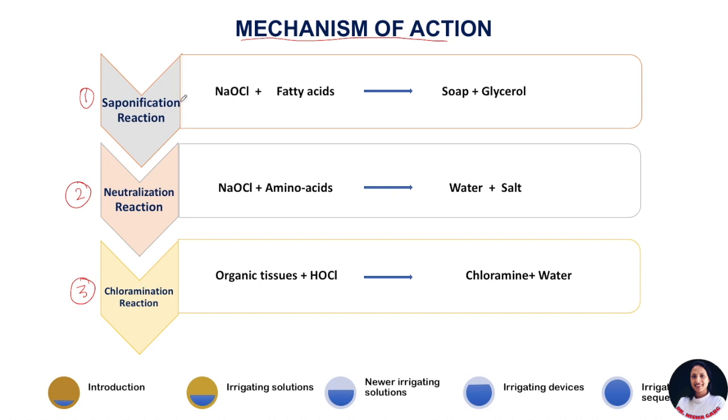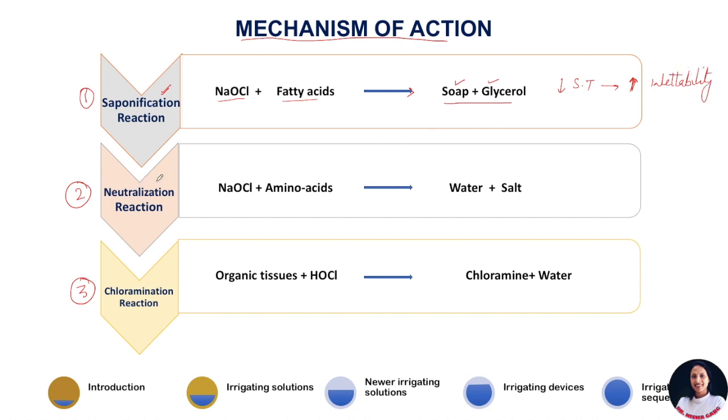First is the saponification reaction. In this reaction, when sodium hypochlorite reacts with the fatty acids, it results in the formation of soap and glycerol. This formation of soap reduces the surface tension of the remaining solution. This you already know. What is the advantage of reduction in surface tension? Yes, it increases the wettability of the canals.